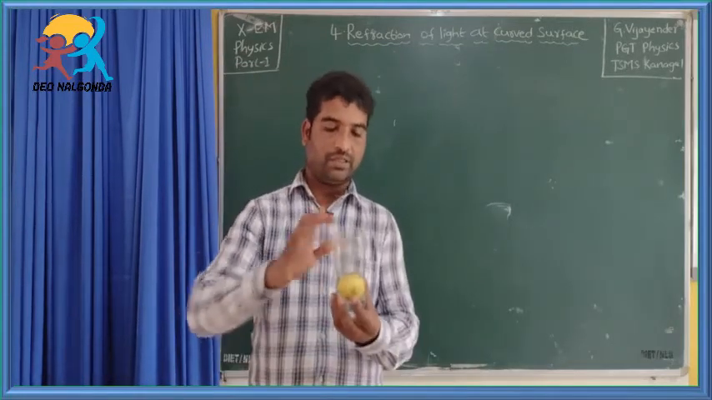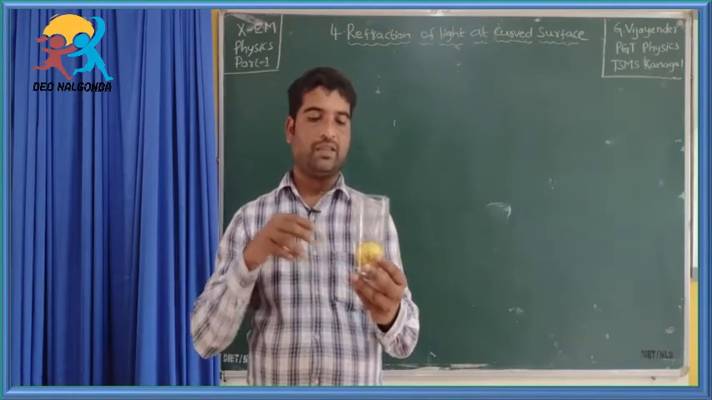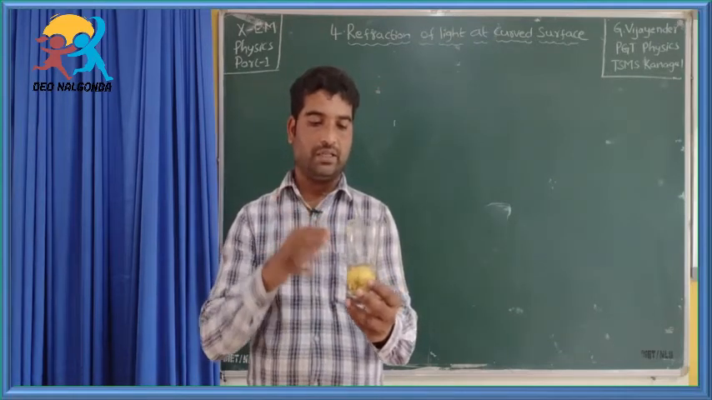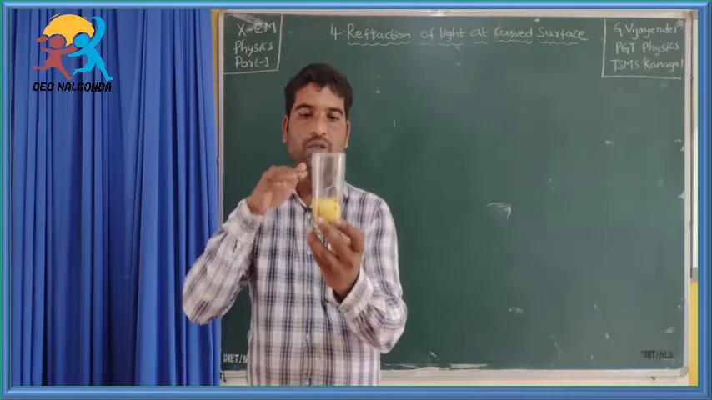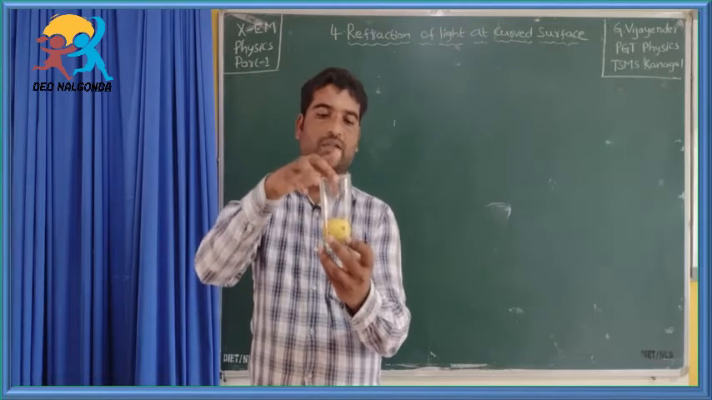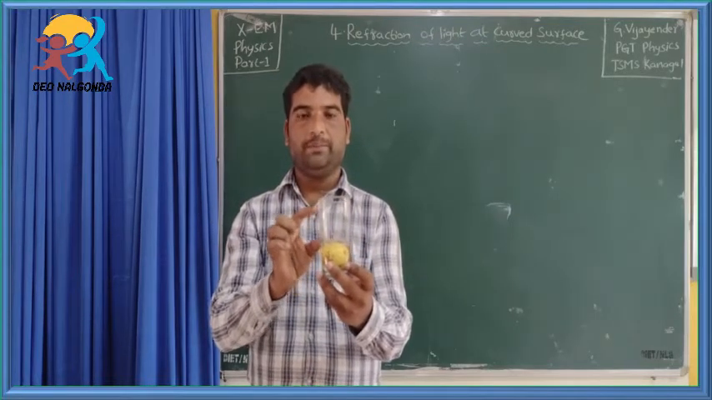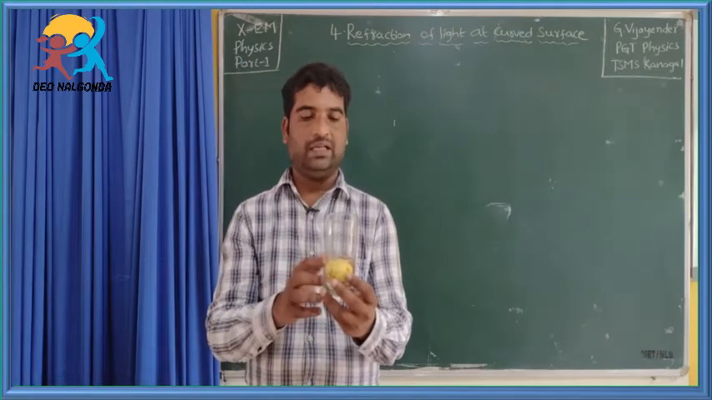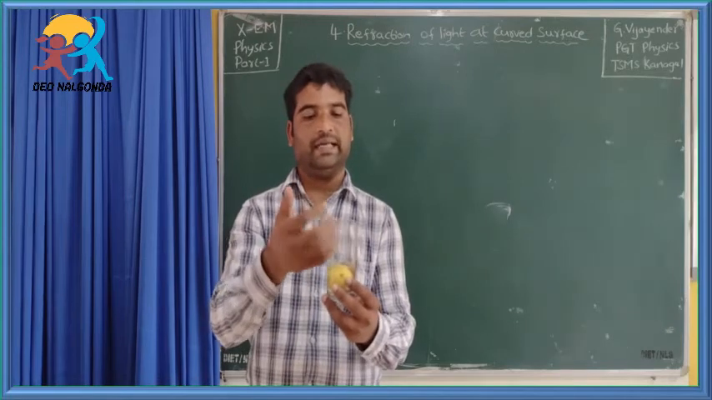We can observe that this is the curved surface. When the light passes here, we have air. The light ray is traveling through air to the glass vessel, then to water, then to the glass vessel. That means the medium is changing and light is traveling through different media: air, glass, water, and glass.